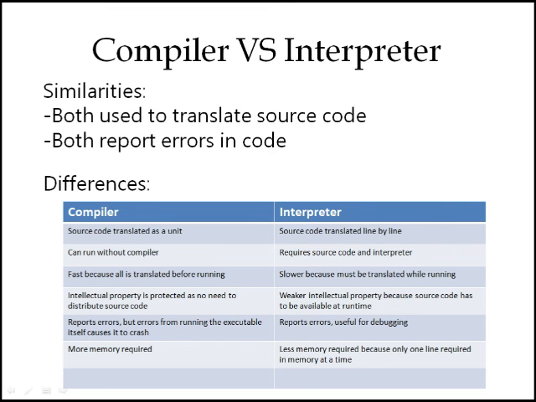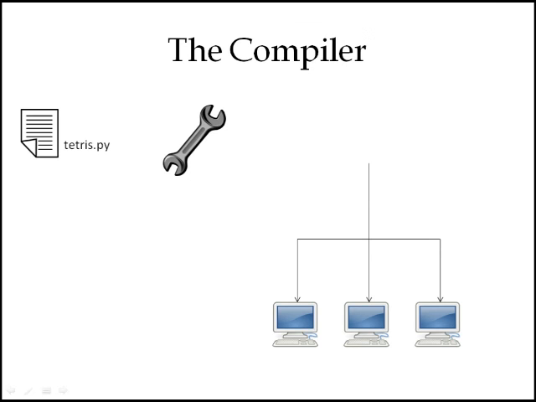Both report errors in the code. There are many more differences than similarities. I'll be using animations to highlight them more clearly. I'm moving on to the next slide now. Here's how a compiler works. The source code is translated as a unit, reporting errors along the way.